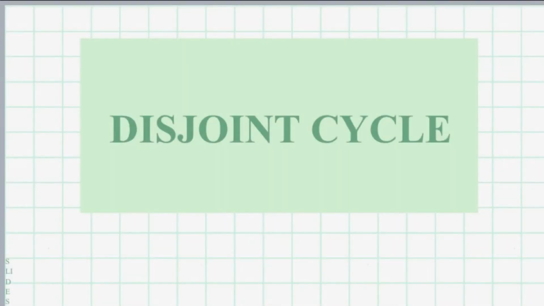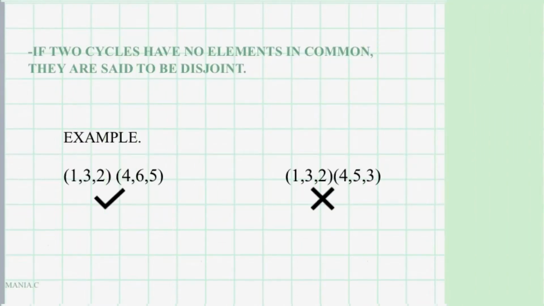A pleasant morning, Miss. In this video and in this day, I want to discuss the idea of disjoint cycles. If we have two cycles that have no elements in common, so when we say no elements in common, wala siya kapareha sa iyahang kaatbang, they are said to be disjoint. I will show you an example.